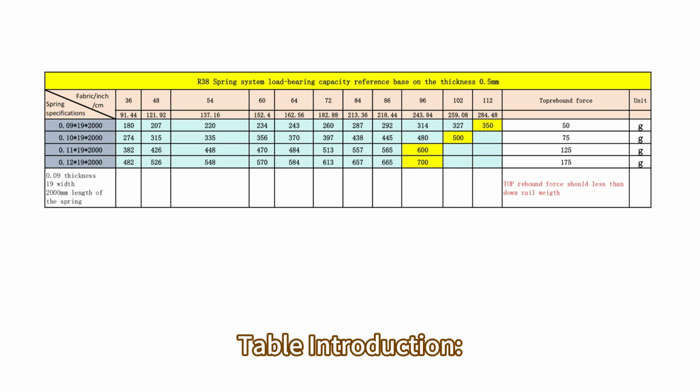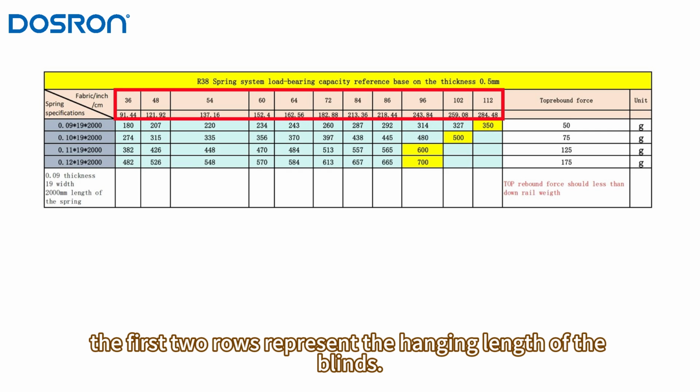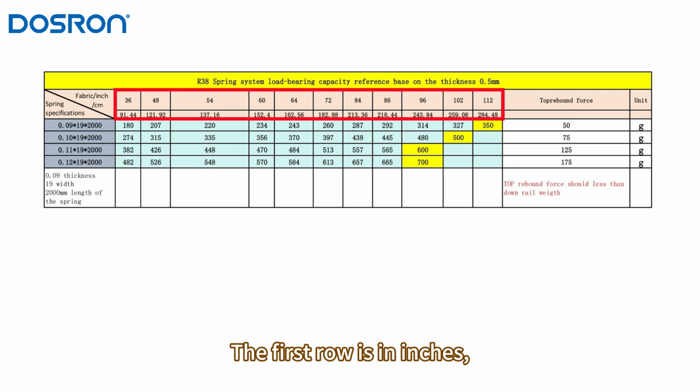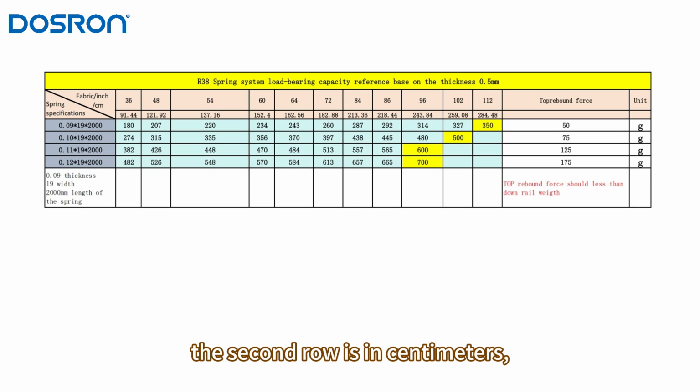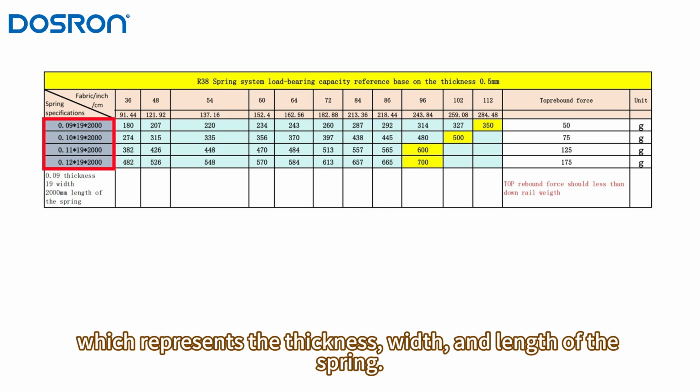Table introduction. In the colored section of the table, the first two rows represent the hanging length of the blinds. The first row is in inches. The second row is in centimeters. And the first column is the specification of the spring, which represents the thickness, width, and length of the spring.